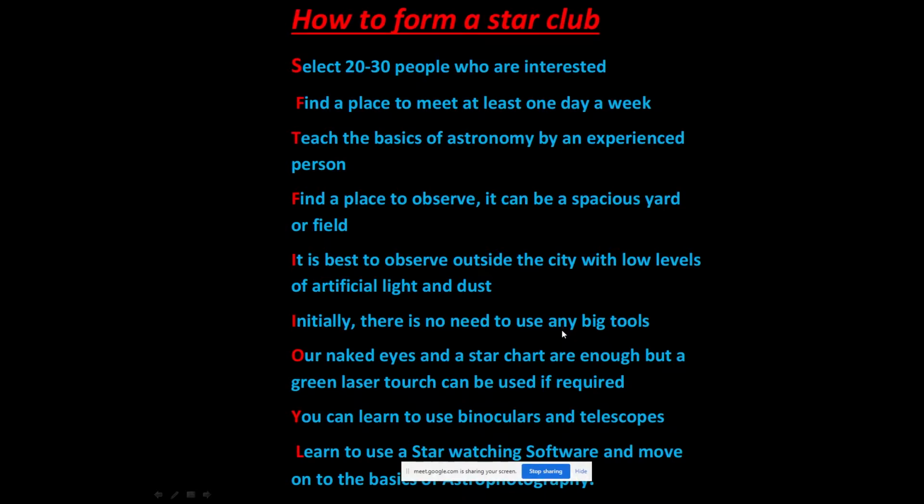So, what can we do? Initially, there is no need to use any big tools, including telescopes. Our naked eye and the star chart are enough, but a green laser torch can be used if required. Our naked eye is a powerful tool to observe the sky. Not only the sky, nature also. I am a biology teacher. To observe a flower, the insect, the pollination, we use our naked eye. We can see the pollens. We can see the pollination, the dancing of the butterflies on the flower through our eyes.